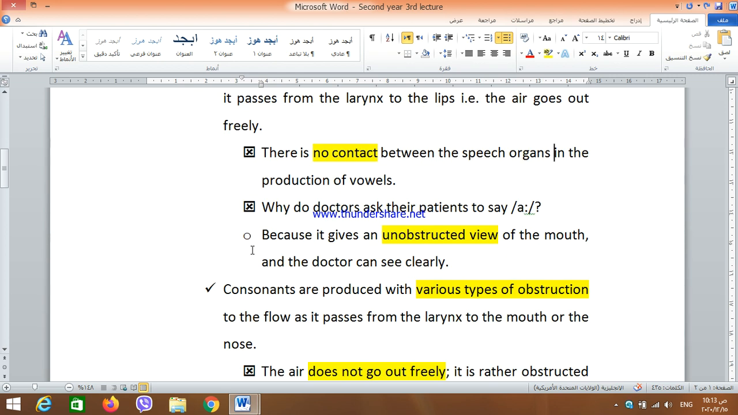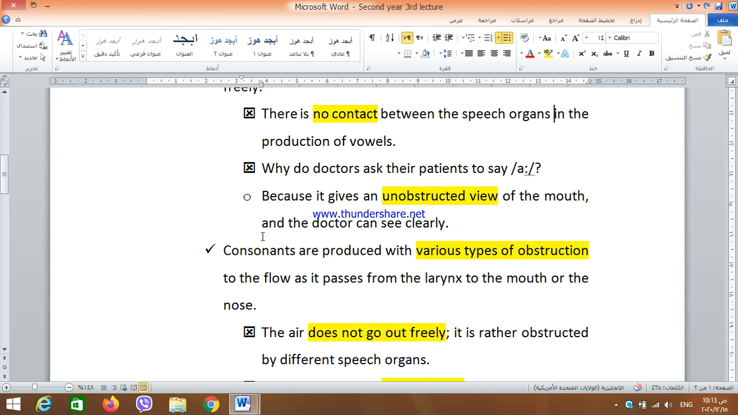This is clearly exemplified or seen when a patient goes to the doctor. The doctor usually asks the patient, in order to see the back of his mouth or her mouth, the doctors always ask patients to say ah, and ah is one of the vowels of English. So why ah? Why the doctors ask patients to say ah?